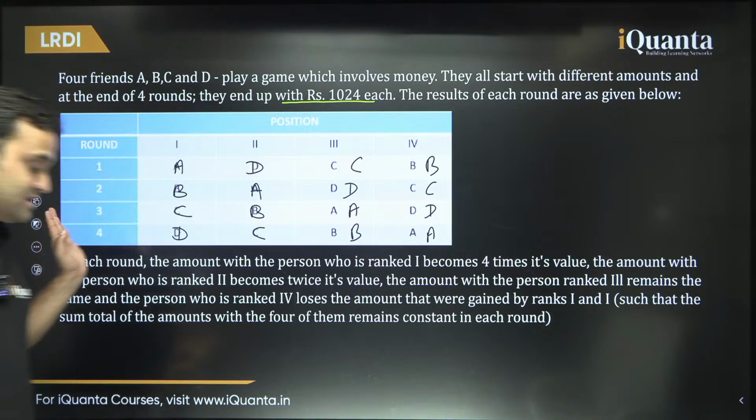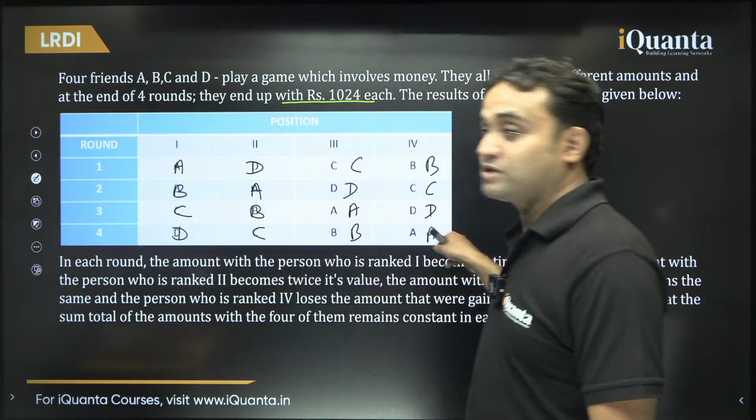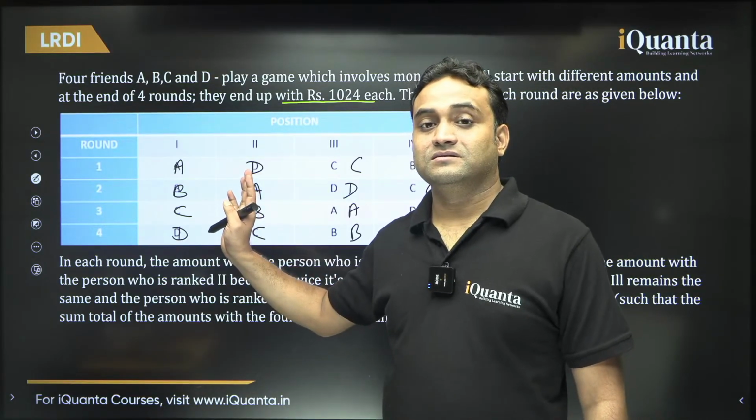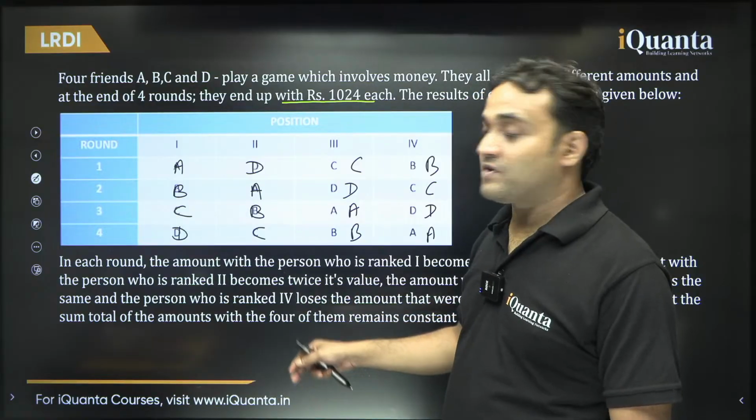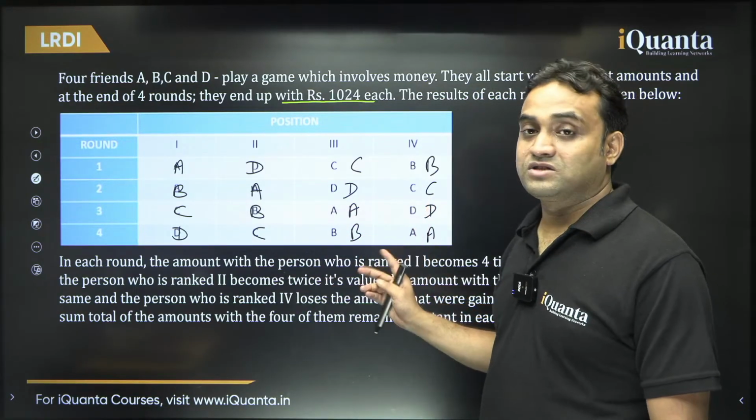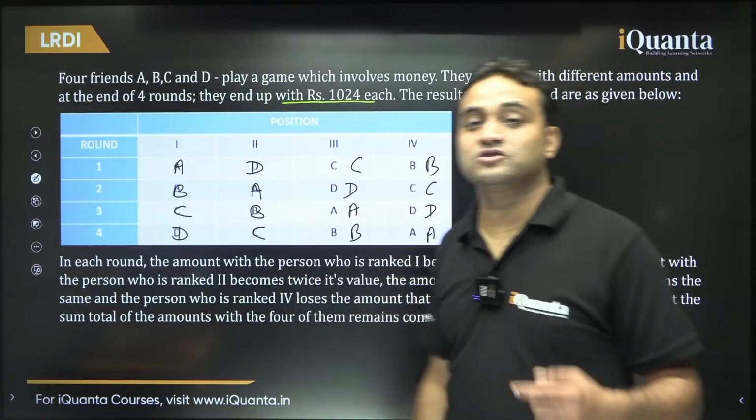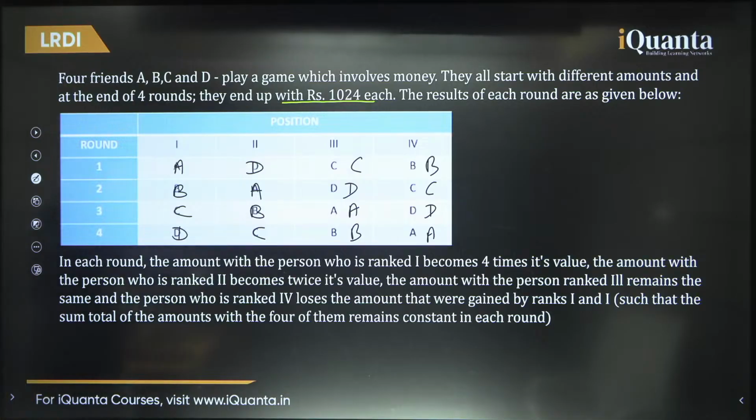Just before they played the fourth round, the highest amount of money anyone had was D. The second highest amount was with C. B was on third rank with respect to the amounts of money, and A was on the last rank before the fourth round. Okay, before the fourth round.